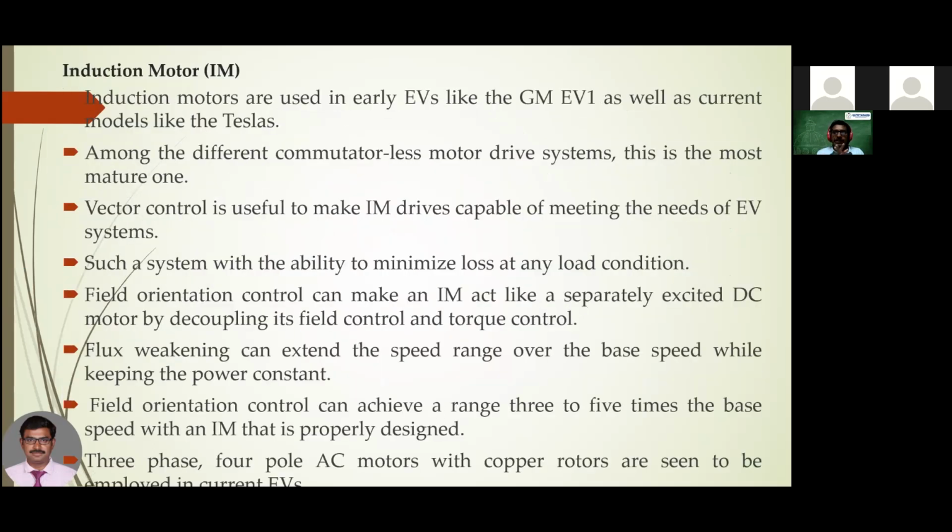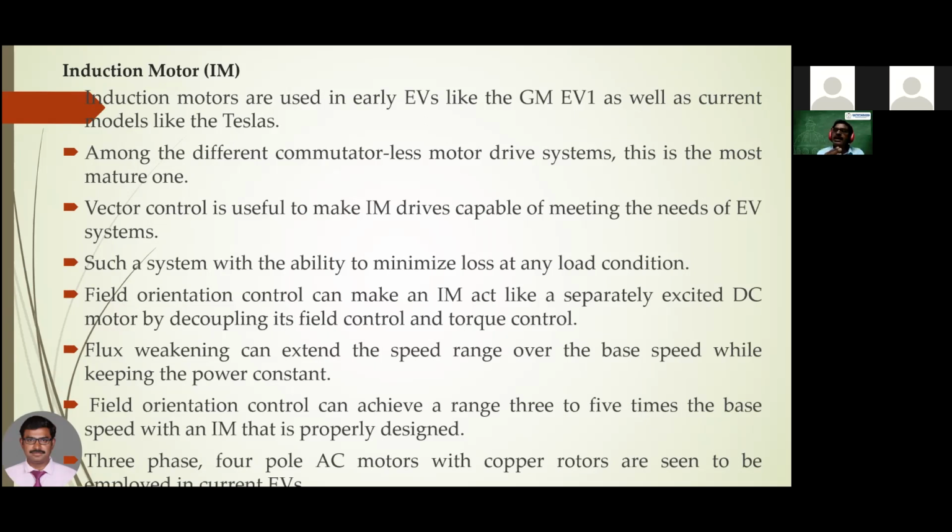And then induction motor. Normally people are going for an induction motor nowadays. Why? The induction motor has two types: one is the slip ring induction motor and the other is the squirrel cage induction motor. Normally people are going for the squirrel cage type induction motor.